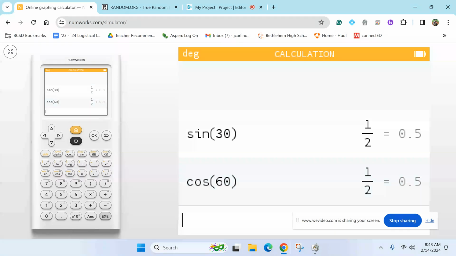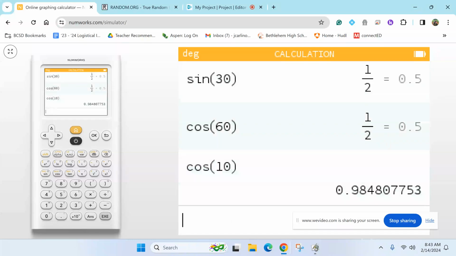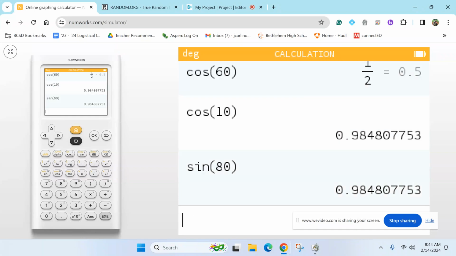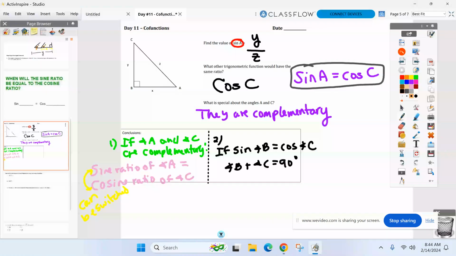One more time. Let me do cosine 10. Crazy decimal. What else could I type in and get that crazy decimal? If I do cosine 10, I could type in, Bailey? Sine of, not just any angle, right? Not sine of 10, not sine of 15. It's got to be sine of 80, because those angles have to equal 90. They have to be complementary. We could be doing this for days. Everyone see how this works: the sine and cosine ratio are going to be equal if the angles are complementary.